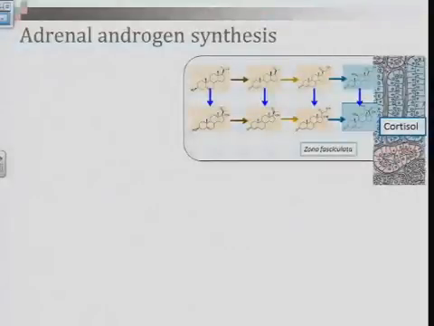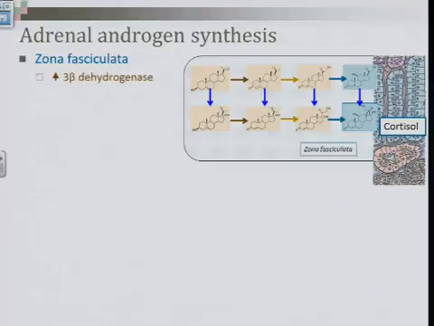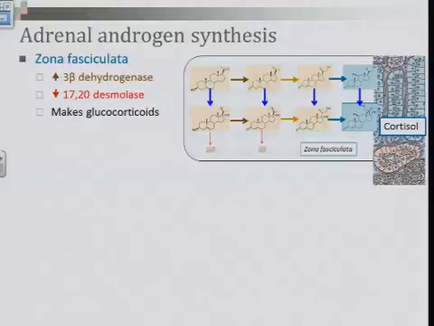So let's go back to the adrenal gland then. Okay. So we have cortisol up here. This is the zona fasciculata. I'm sorry, I've got this messed up. In the zona fasciculata is where cortisol is synthesized. Okay. And it is rich in the 3-beta dehydrogenase, but has very little of the 17,20 desmolase. So the pathway to cortisol is favored, but you get very, very little androgen. So the result is glucocorticoid synthesis.